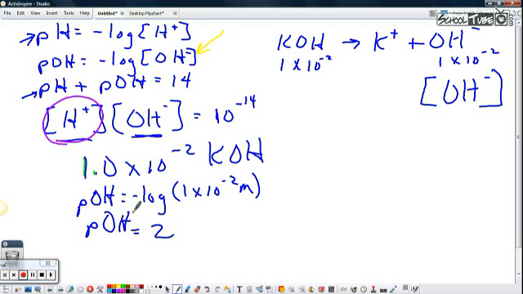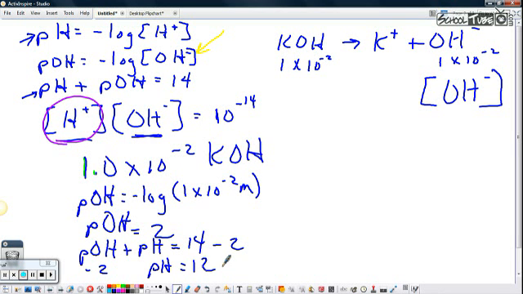Okay. So now I take my pOH, and my pOH plus pH equals 14. So when I put in a 2 here, I subtract 2 from both sides. My pH is equal to 12. But it is a two-step operation. Two-step operation.